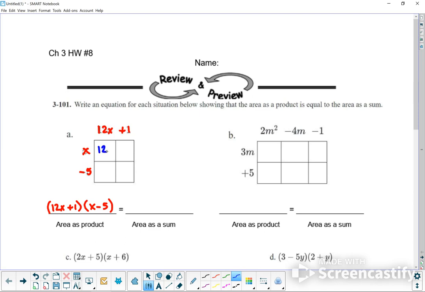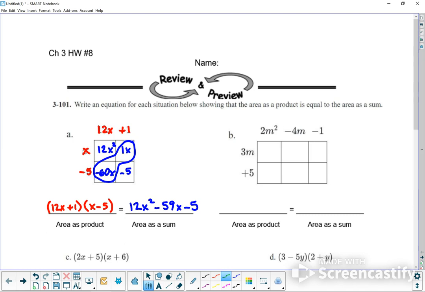12x times x is 12x squared. x times 1 is 1x. 12x times negative 5 is negative 60x. And negative 5 times 1 is negative 5. So the area as a sum is going to be 12x squared. You can combine these two because they're both x's, so that makes negative 59x and then minus 5. That's your area as a product and area as a sum.